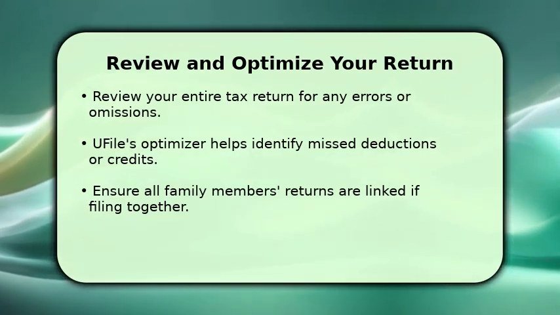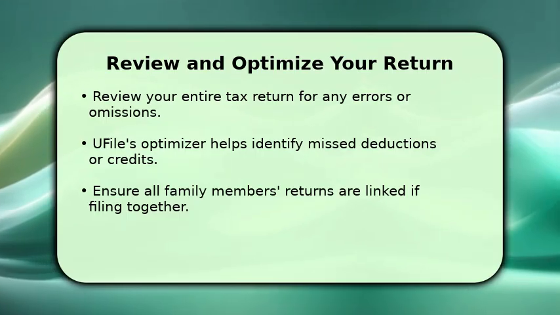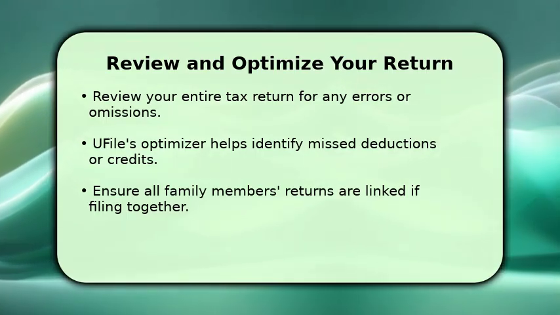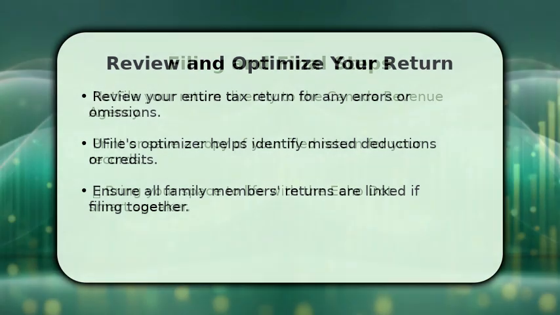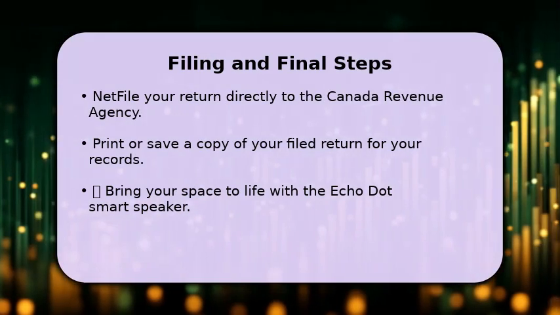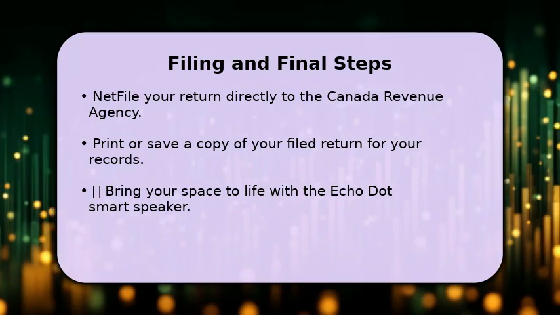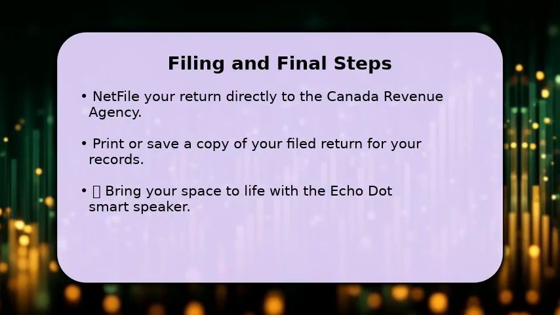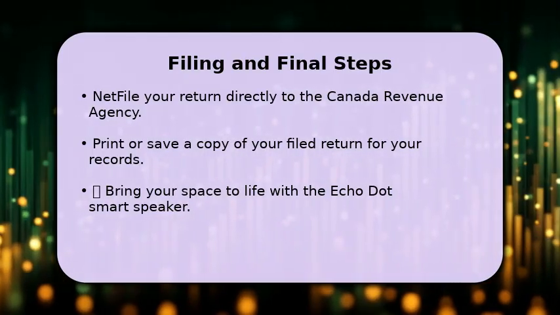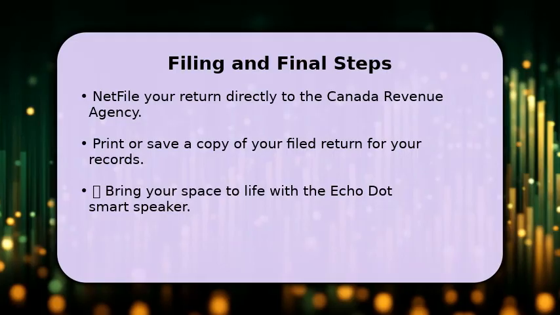If you're filing for multiple family members, make sure all their returns are correctly linked within the system for accurate calculations and family benefits. Finally, once you're confident everything is accurate, you can net file your return directly to the Canada Revenue Agency through Ufile. Remember to print or save a digital copy of your filed return for your personal records, which is important for future reference.